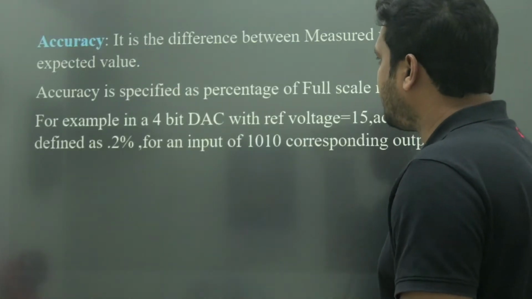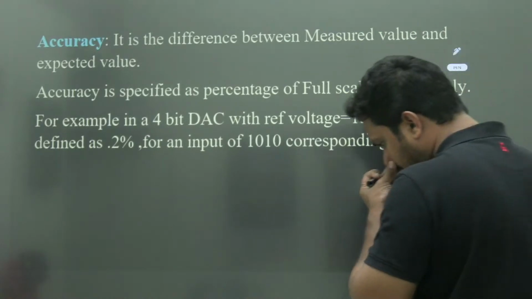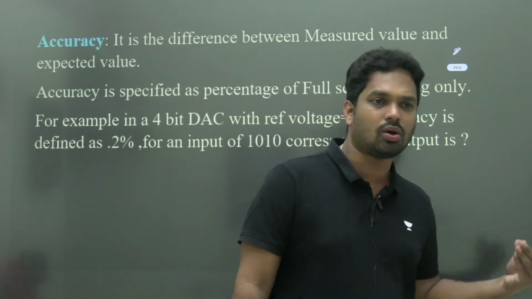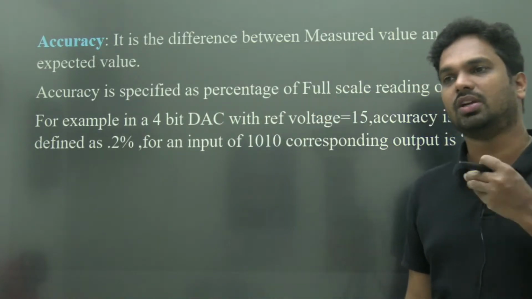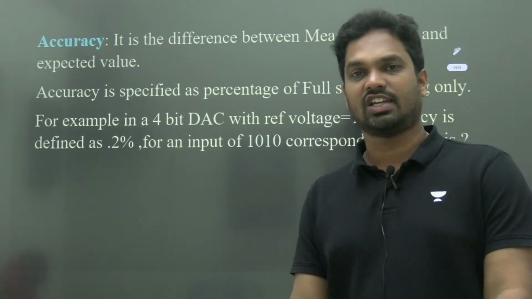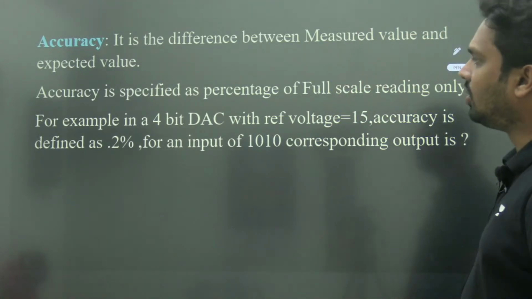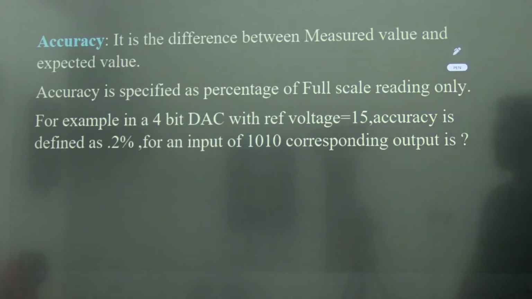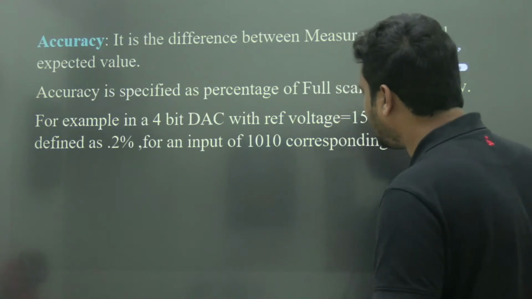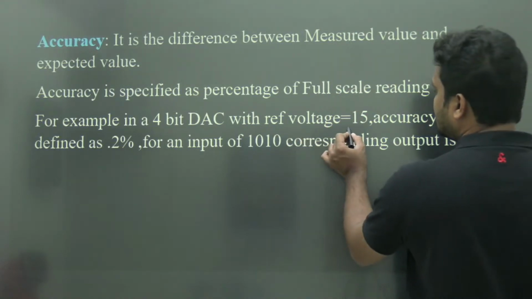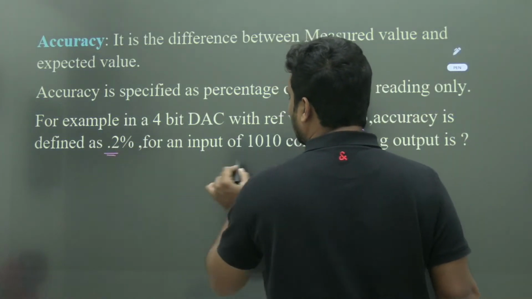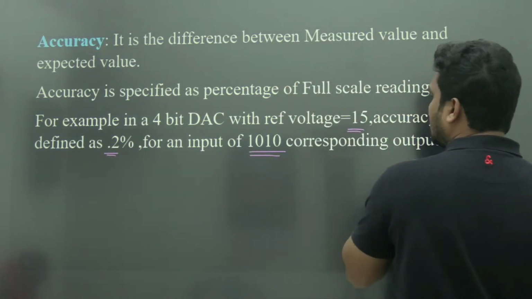Next, accuracy. What we expect, because of the resistances, tolerance, whatever it may be, there will be some deviation compared to the expected value. The difference between the measured value and the expected value will give you the accuracy. It is always specified in our DAC and ADC with respect to full scale output, maximum output. Say for example, you take a DAC having a reference voltage of 15, accuracy is 0.2%. For an input of 1010, what is the corresponding output?